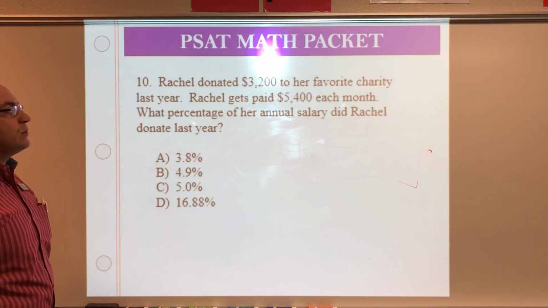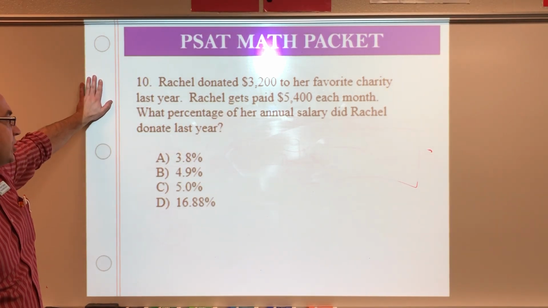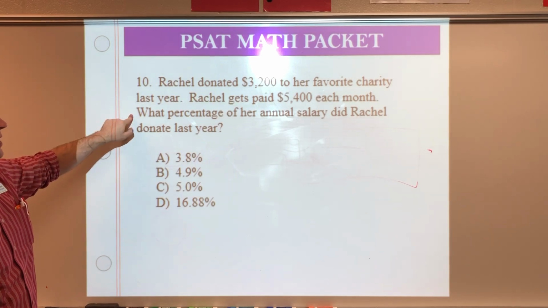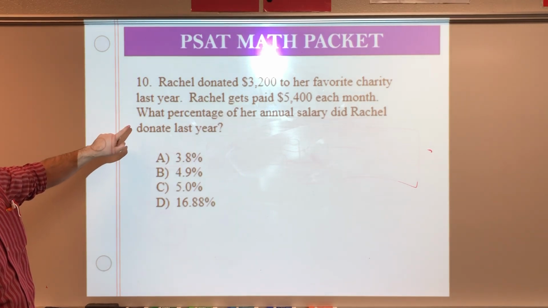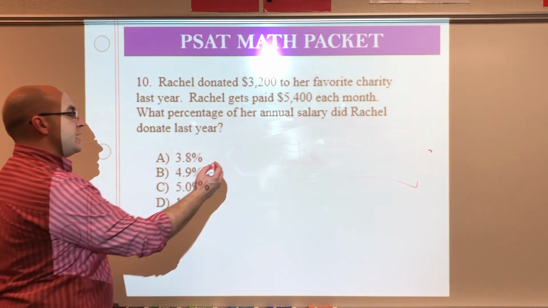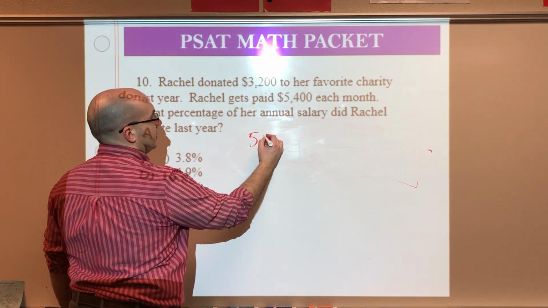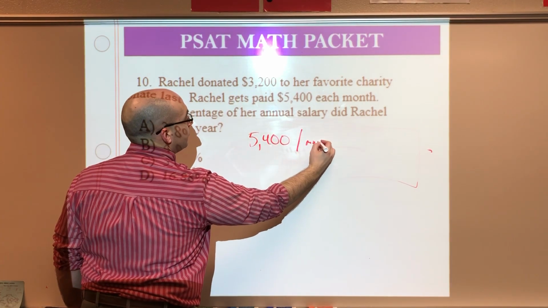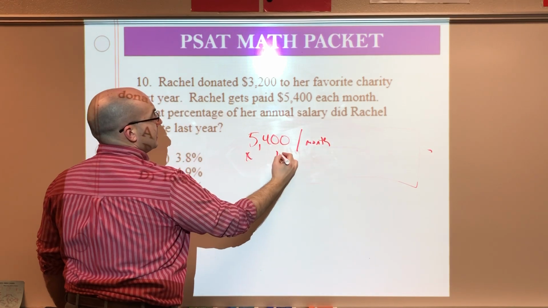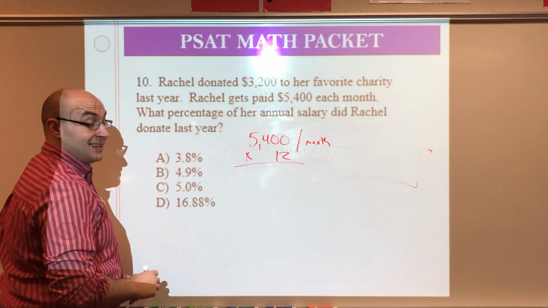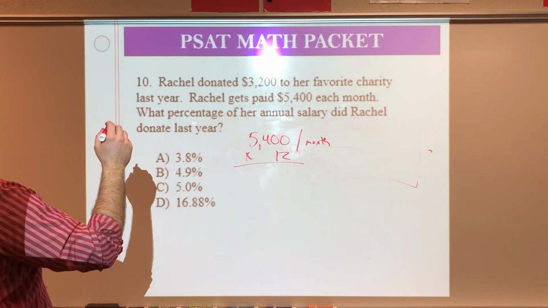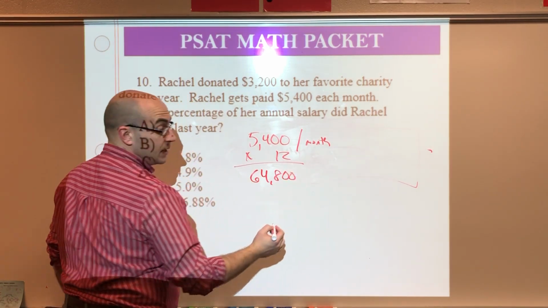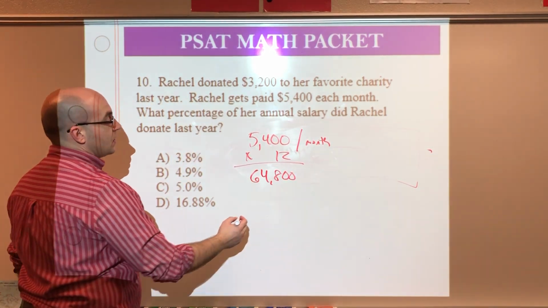Rachel donated $3,200 to her favorite charity last year. Rachel gets paid $5,400 each month. What percentage of her annual salary did Rachel donate last year? Okay, so she makes $5,400 in a month. So we want to multiply that by 12 months to see how much she makes in a year. And that figure is $64,800. Not bad, okay? Now that's how much she makes all year long.